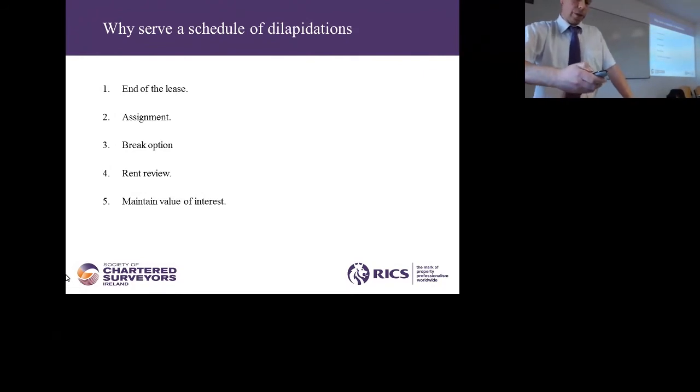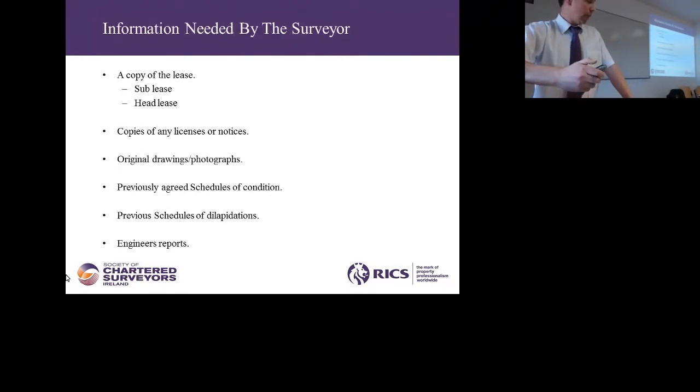So in drawing up scheduled dilapidations, you need to look at the information that a surveyor needs in order to do that. The first thing obviously needs a copy of the lease, and just to say, make sure it's an accurate lease that's a true copy, preferably a signed copy. It should also have maps attached to it, etc. You'd also look at the subleases, head leases can be very relevant in the whole situation. And just to be clear that you get a full copy of the lease.